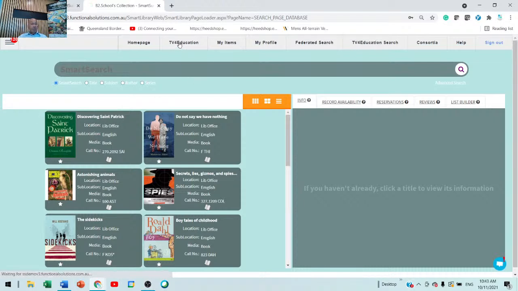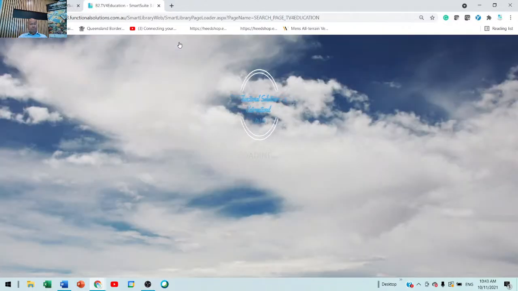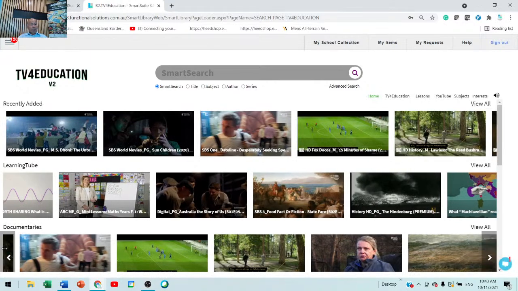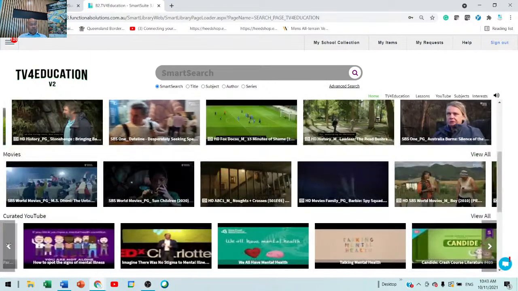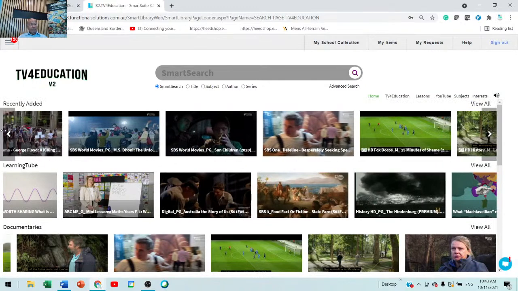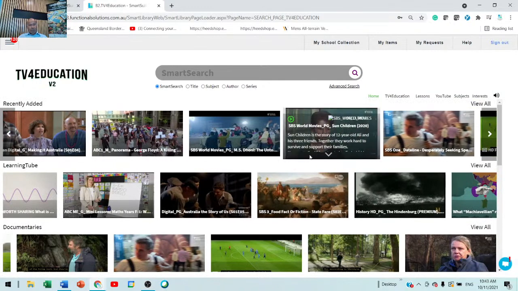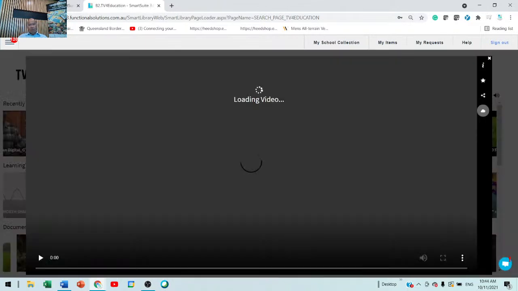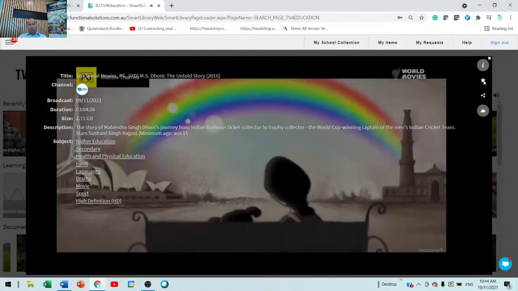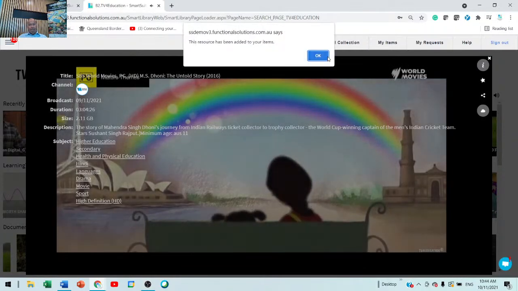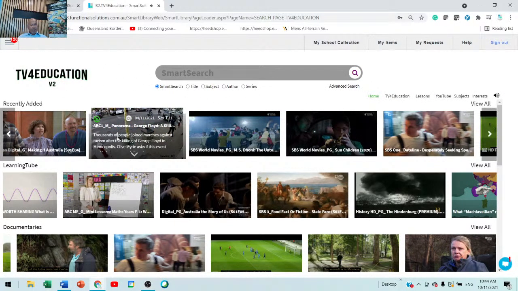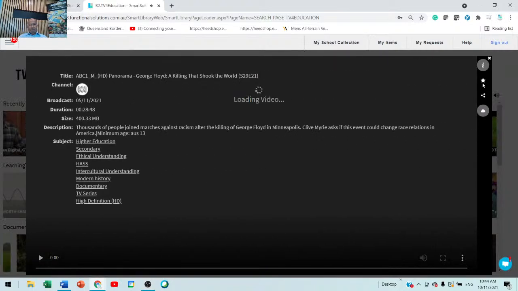And the way it works is you just go to TV4Education, okay, and it'll show you all the recently added, the learning tube, documentaries, the movies, okay, they're all there. So if you're looking at recently added, let's have a look at this. World movies. That's a PG movie. I'm going to add that one. Okay, it's a PG. Remember, it's a PG. So I've gone add. Okay, now I'm going to add this M-rated stuff. M-rated, add.